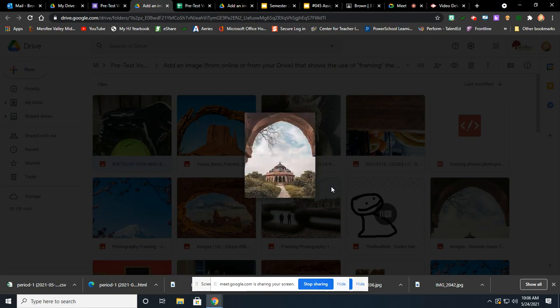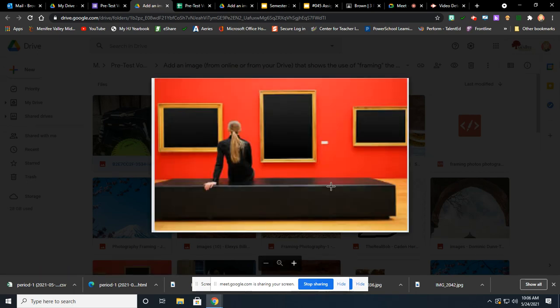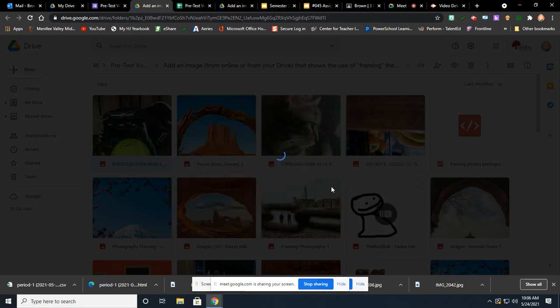Okay. Here we have a beautiful building back there being framed by the arch. You guys, these are fantastic photos that you found. These are some frames. This is why we frame our pictures. So whatever is in the frame is the thing you're supposed to look at. So these are frames. The picture is not framed, but these are frames.